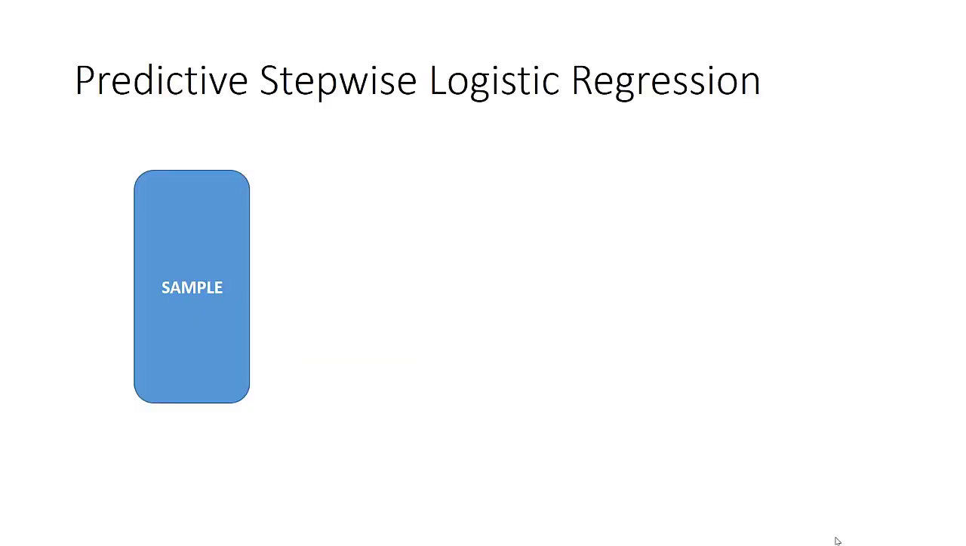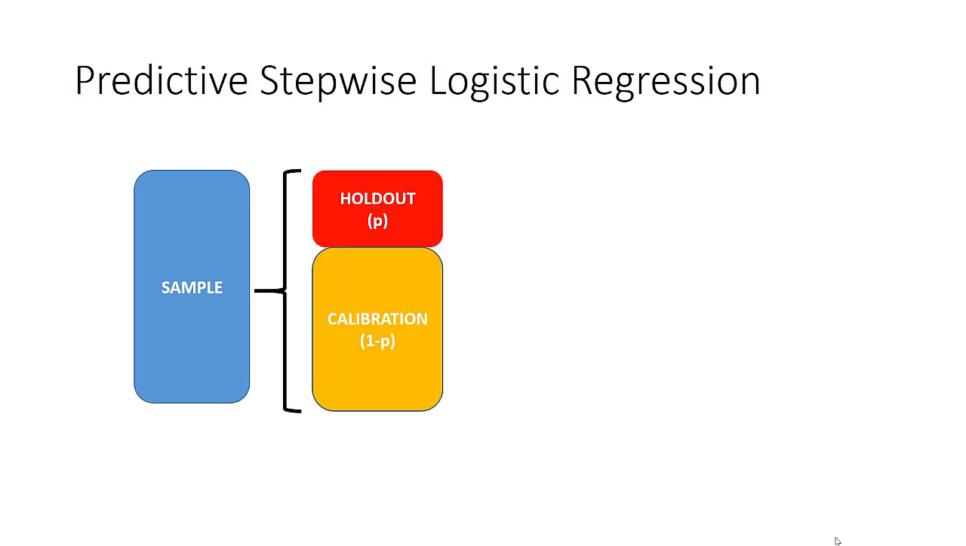The main idea here is to select predictors that will improve the performance of your model for predictions rather than fit to the calibration sample. So in order to do that, we split the sample into holdout. A P% of your total sample will be randomly chosen for a holdout, and the remainder, 1 minus P, will be used for calibration, and this is done randomly.